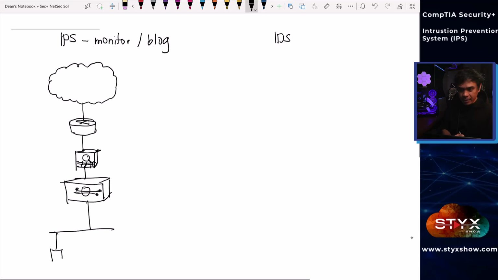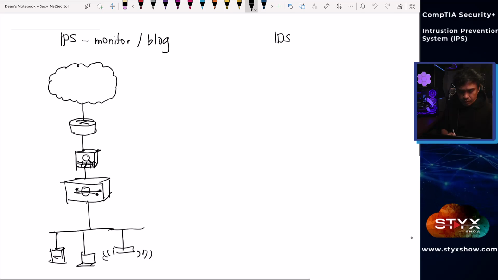Now I'm gonna make this super simple. It can be complicated and it can be large, but I will just add a few nodes. So PC, server, and let's say this is wireless access point. Okay, there. Now take note, IPS is always inline. You see that? Inline. Usually it's sitting at the network edge, also known as network perimeter.